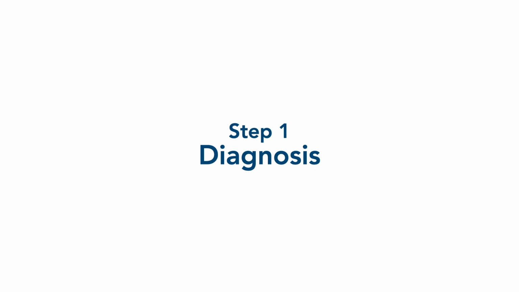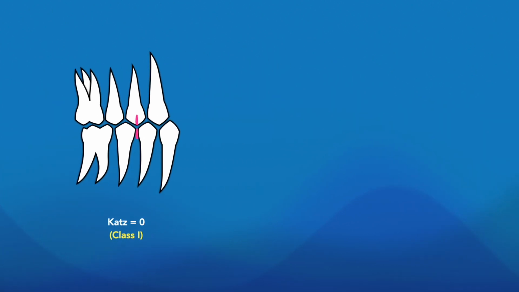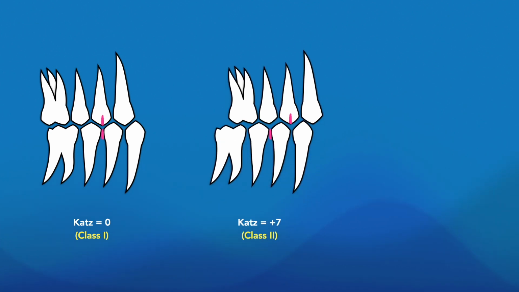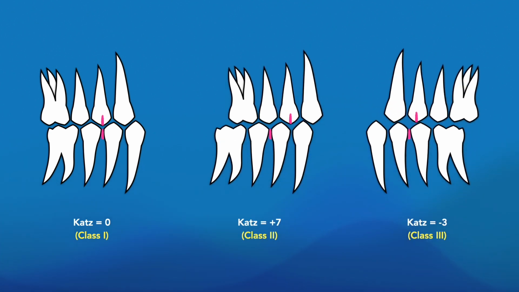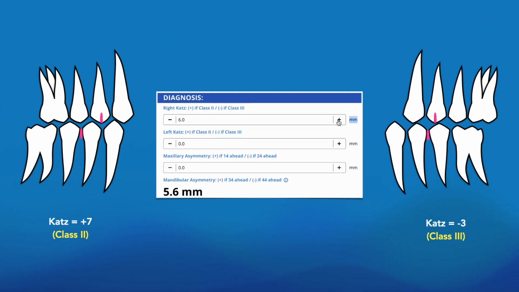Step 1, entering your diagnosis. The calculator utilizes the CATS classification of malocclusion. This is a millimetric method of classifying your malocclusion at the level of the 4th tooth back. A class 1 occlusion would be called CATS 0, a full cusp class 2 malocclusion is CATS plus 7, and a half cusp class 3 malocclusion is CATS minus 3. You simply enter these values into the diagnosis section of Supercalculator.